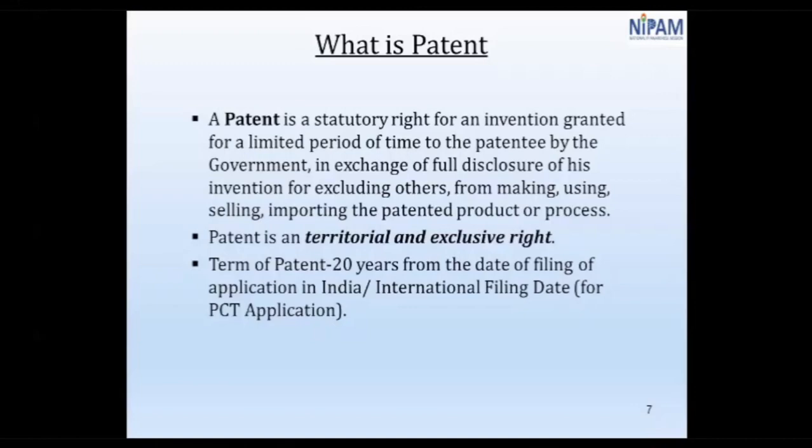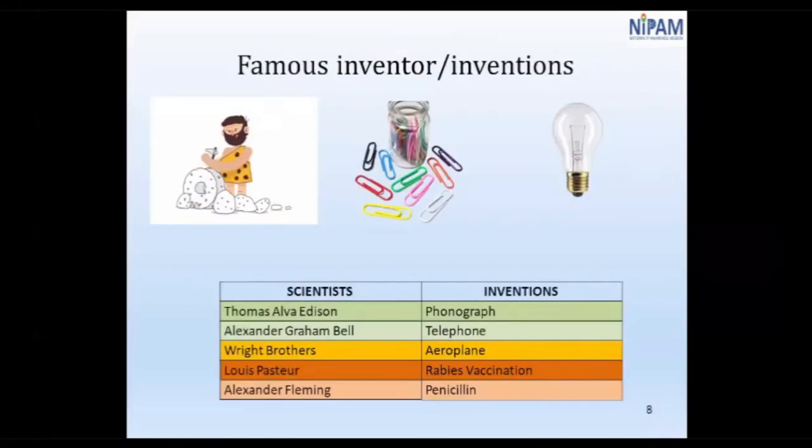What is the term of the patent? It is given only after the description of the invention. These are some famous inventors and inventions: the phonograph was invented by Edison, the telephone by Graham Bell, the aeroplane by the Wright brothers, penicillin by Fleming. How can we know that these products or processes were invented by that particular scientist? How can we know that the phone was invented by Graham Bell? We know because Graham Bell got a patent for that product.